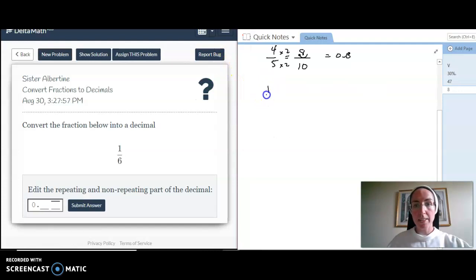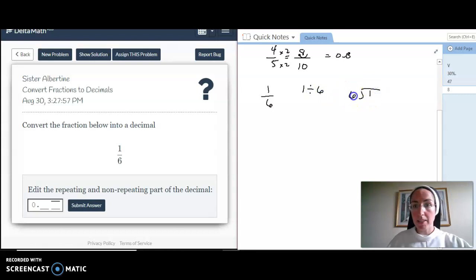Okay, what if we had 1/6? Well, could we apply the same trick that we did here before, where we can multiply 6 by a number and get 10 or get 100? Well, I don't think that's going to work. So I think we're going to have to do 1 divided by 6.